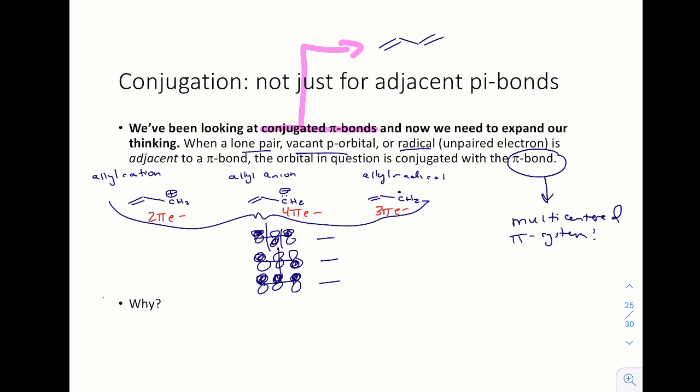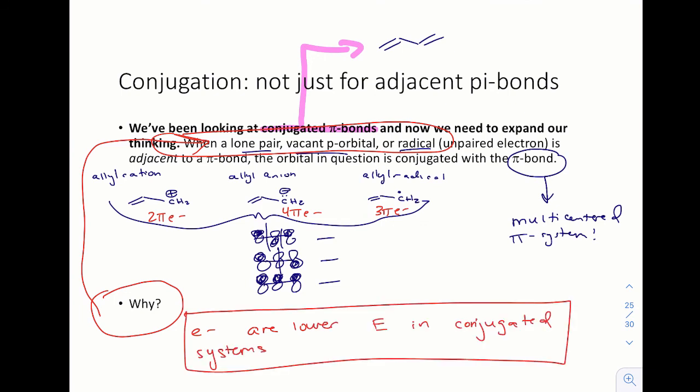You might ask, well, why will a lone pair, vacant p orbital, or radical adjacent to a pi bond be conjugated with that pi bond? Well, we've shown that today. We have shown that electrons are lower energy in conjugated systems. This is really key. Electrons and the universe are moving towards lower energy. Electrons are lower energy in conjugated systems, and thus we observe conjugated systems. I know that it feels like a circular argument, but it is what it is.